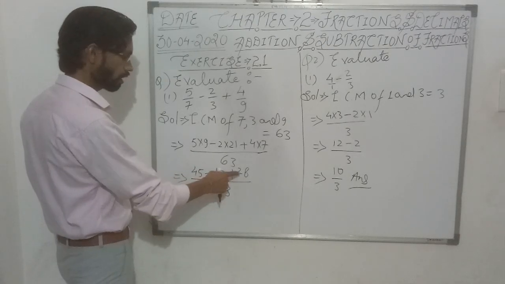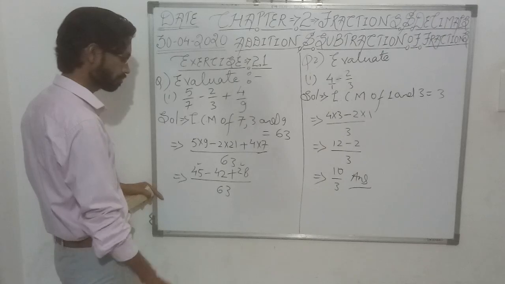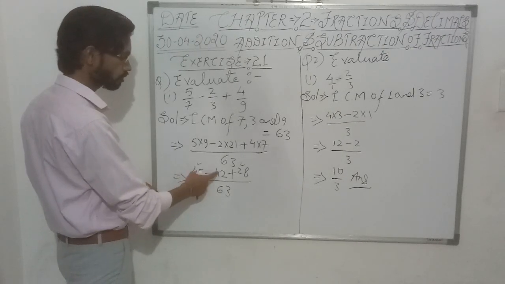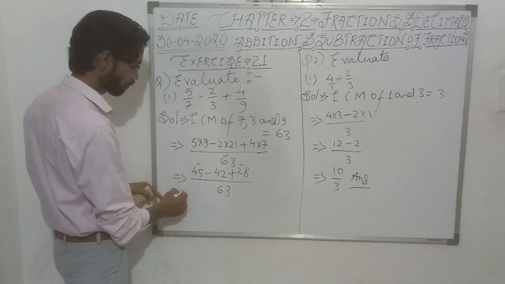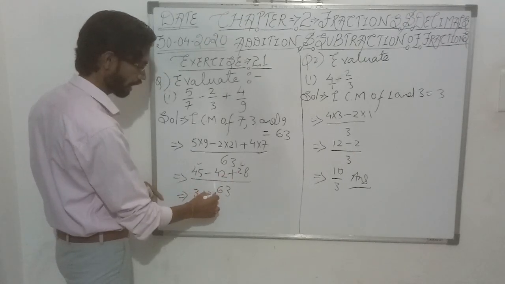Like 45 and 28, both the numbers are in plus sign. So what you can do is, first of all, solve the two numbers: 45 minus 42. What you get is equal to 3, plus 28 will be as it is.